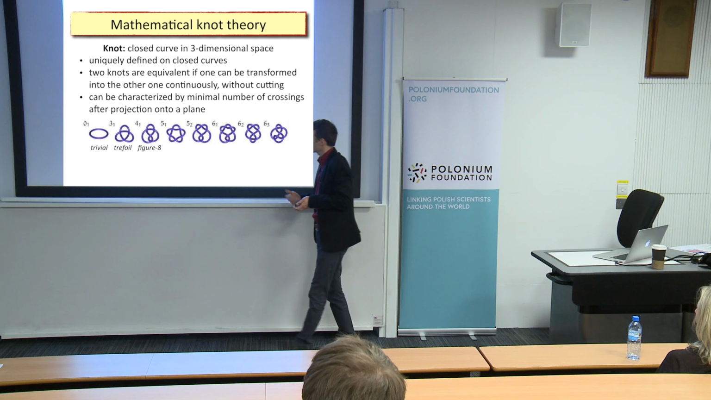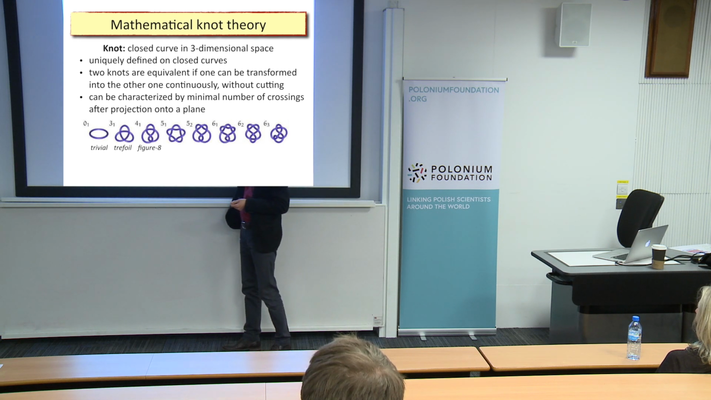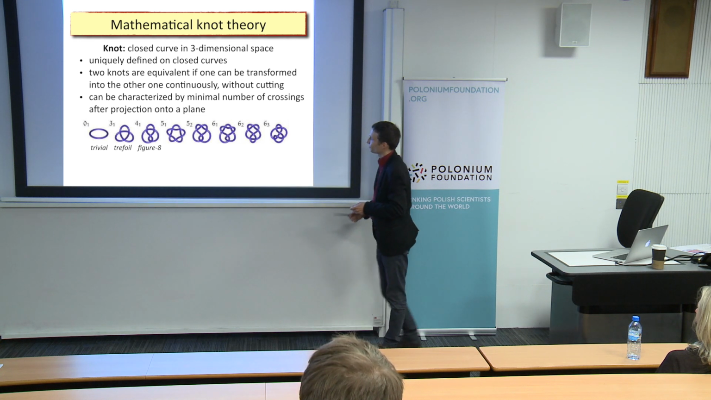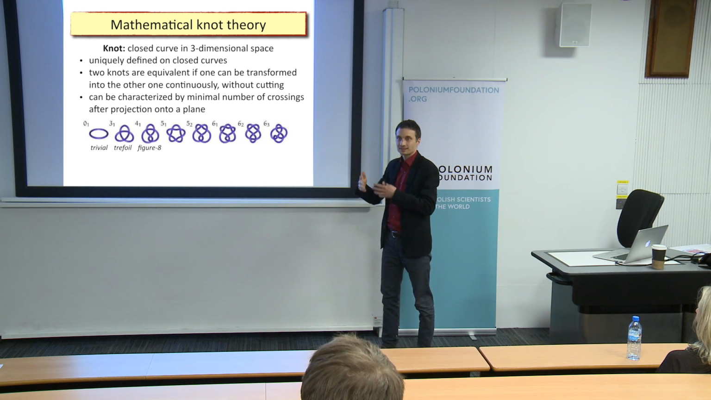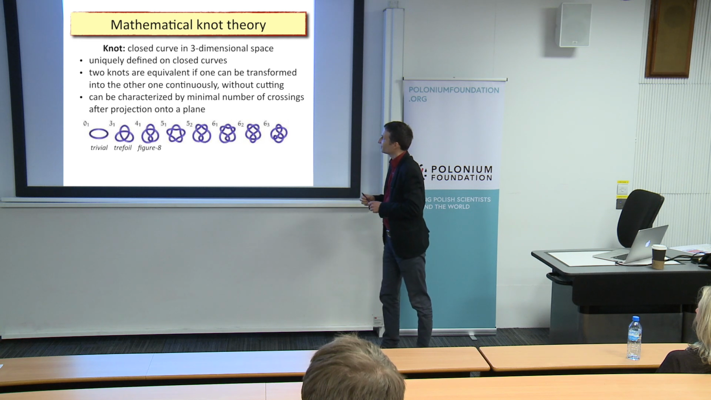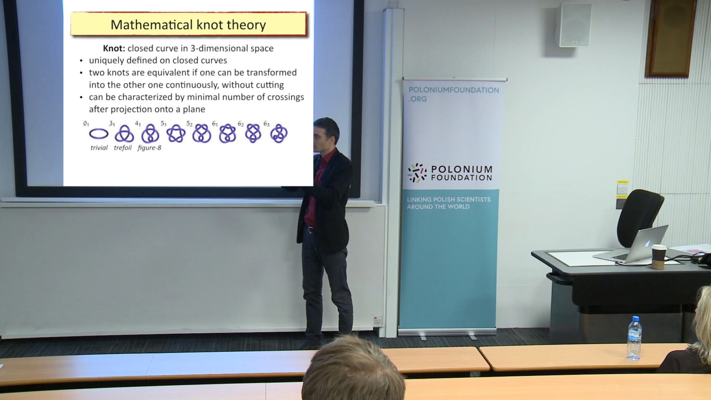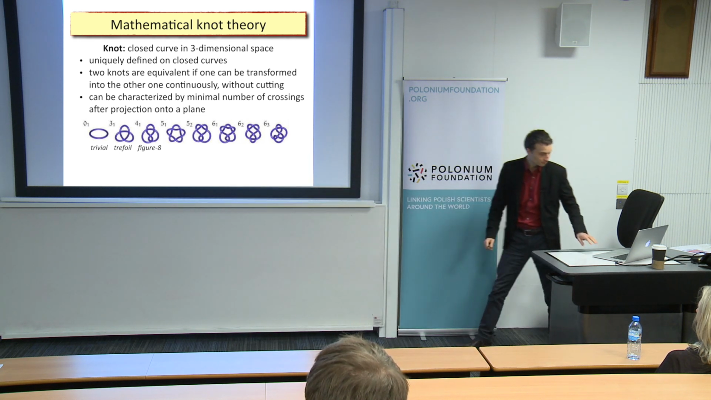So there is just one knot with 3 crossings. This is this one, trefoil. One knot with 4 crossings, 2 knots with 5 crossings, and so on. And this number grows very fast. So there are almost 200 knots with 10 crossings, and so on. So you see that it is not sufficient to use just this number of crossings to distinguish different knots, because there are many knots with the same number of crossings.